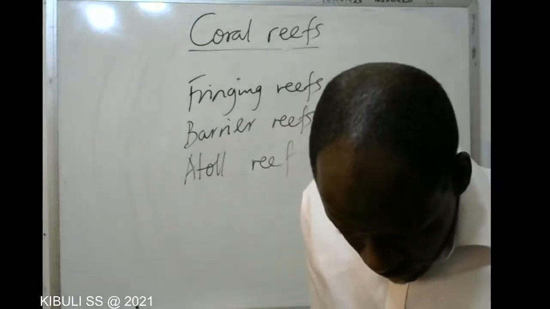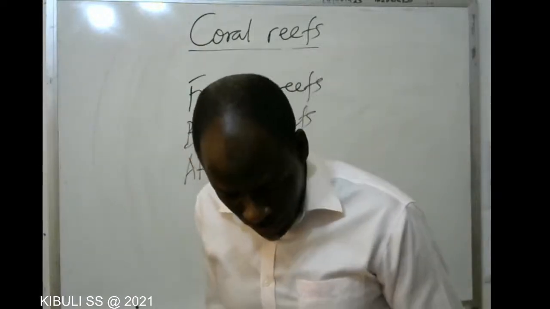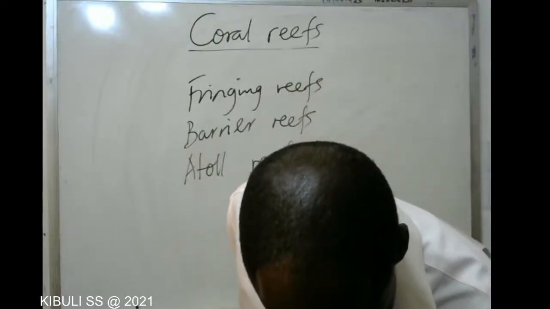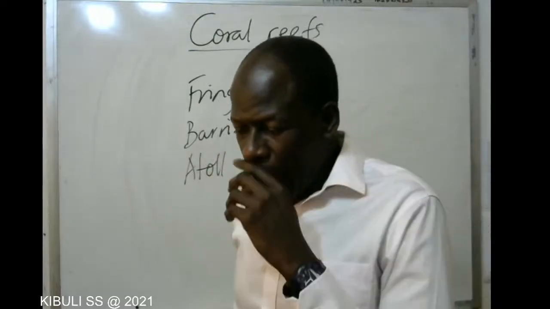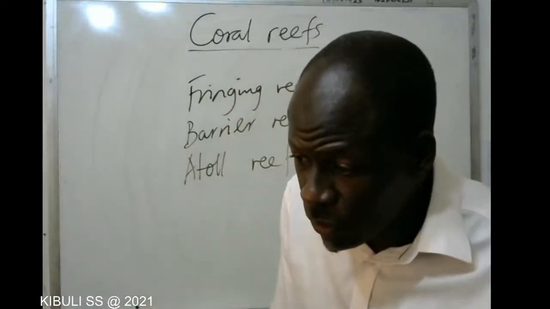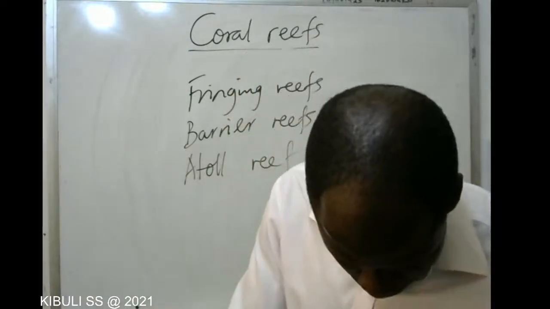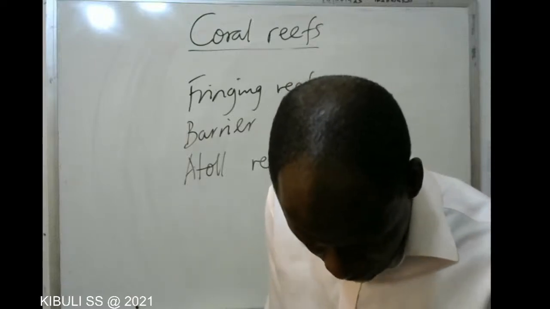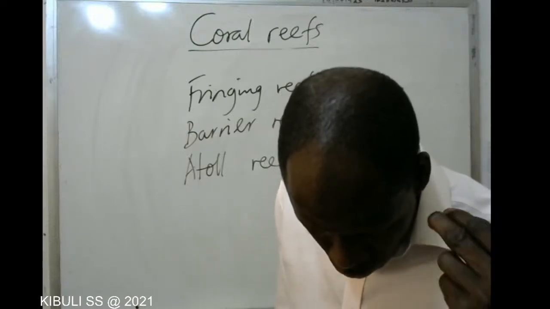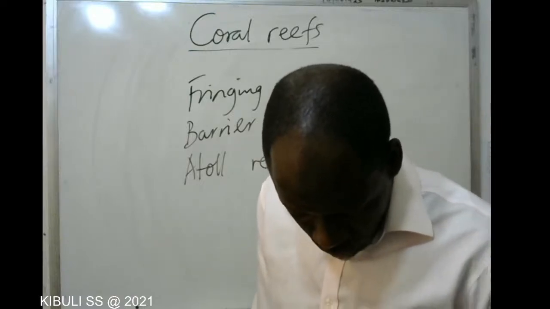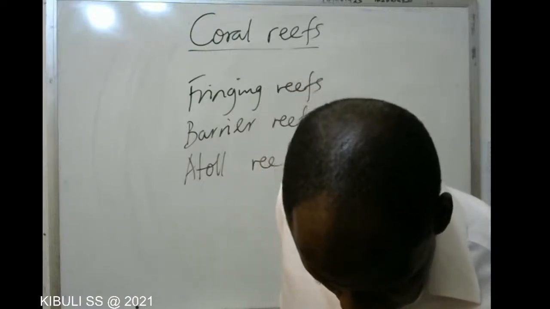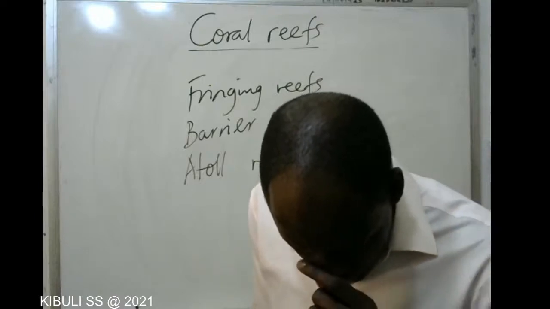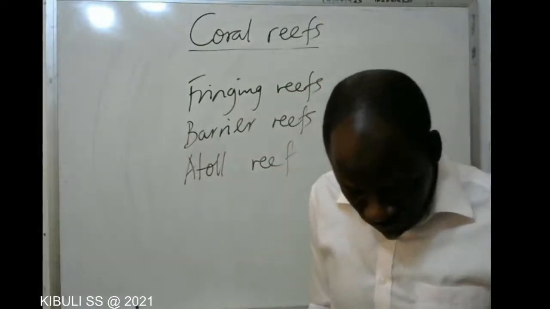And we have an illustration in our notes. You can view it in the notes, which shows an illustration of that fringing reef. And the examples we have are Tiklifi, Shanzu, and the Tiwi. All these ones are found along the coast of Kenya, that's the coast of East Africa.